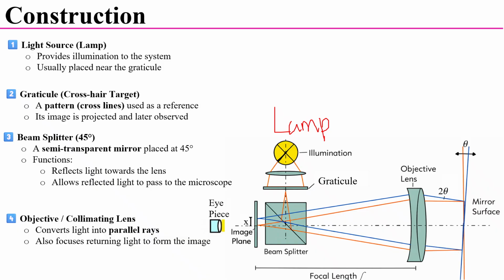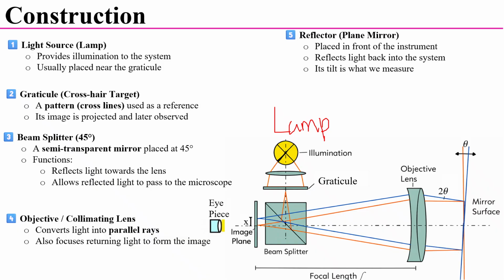And the next element is the reflector, or plane mirror. This reflector, or plane mirror, is placed in front of the instrument. It reflects the light back into the system, and its tilt is what we have to measure.